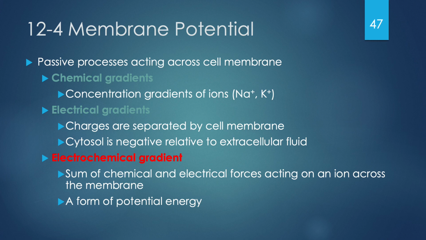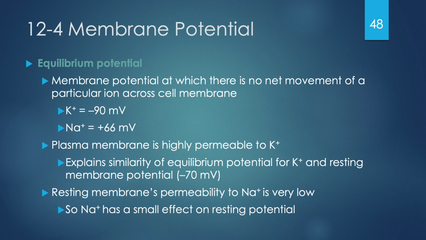And then when we combine the chemical and electrical gradients together, we have what's called the electrochemical gradient, which is the sum of both the chemical and the electrical forces acting together on an ion to allow passage across the membrane. And this is a form of potential energy. The equilibrium potential is the membrane potential at which there is no net movement of a particular ion across the cell membrane.